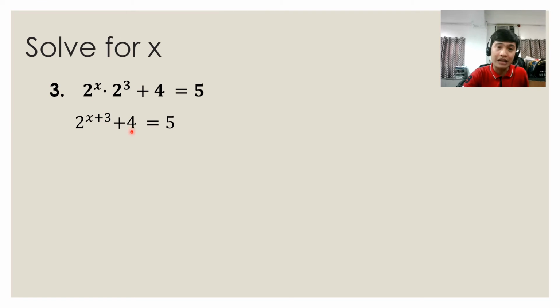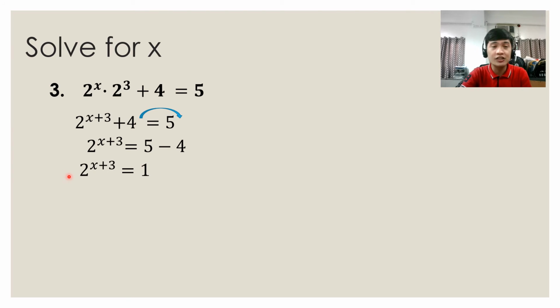Ngayon, both constant ang 4 and 5. Ano po ang gagawin natin? Ngayon, para mas simplify pa natin siya, ilipat natin si 4 doon sa kanan. Okay? Ang resulta, 2 raised to x plus 3 is equal to 5 minus 4. Simplifying this further, that is 2 raised to x plus 3 equals 1.